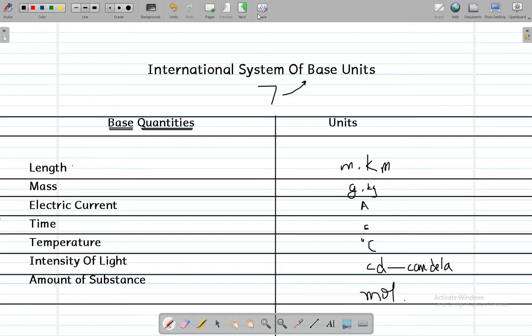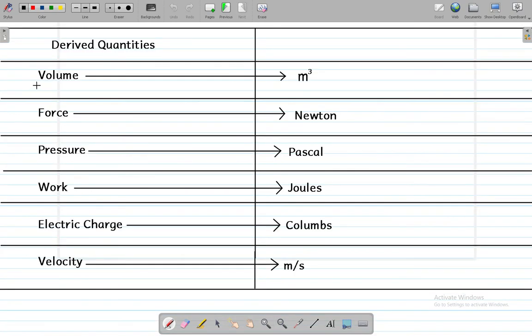Now moving on to our derived quantities. Our first derived quantity is volume. Its unit is meter cube, and it is a derived quantity. Apart from that, force has the unit of Newton. Pressure is also a derived quantity. Pressure equals force upon area. It has the unit pascals, which we shortly write as Pa. Newton is shortened to N.